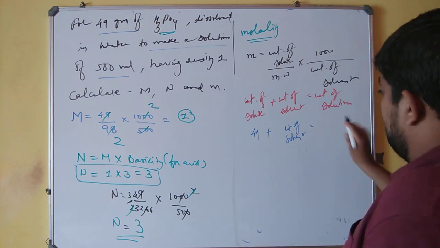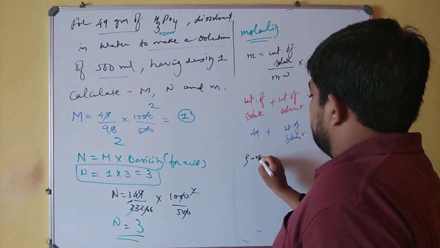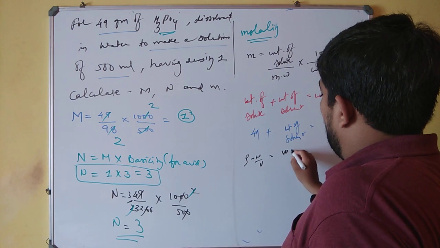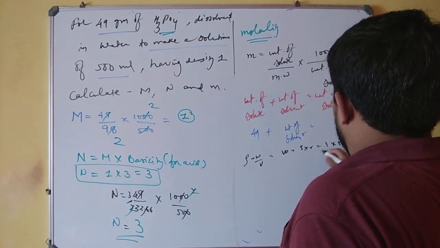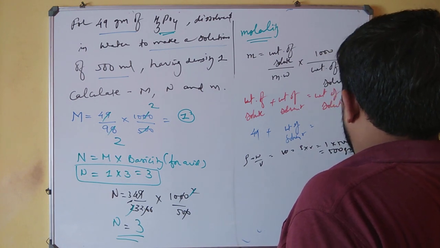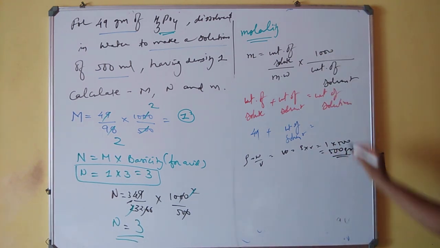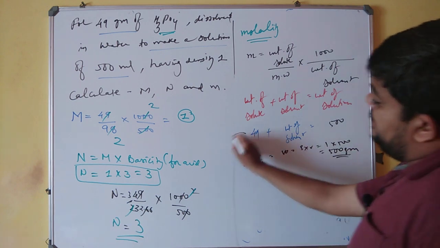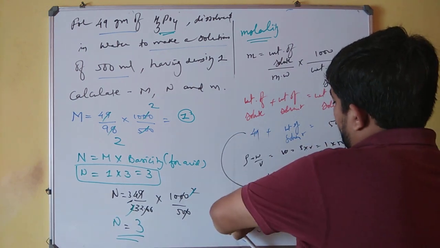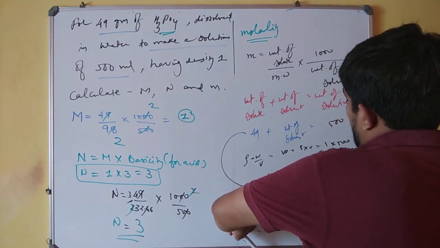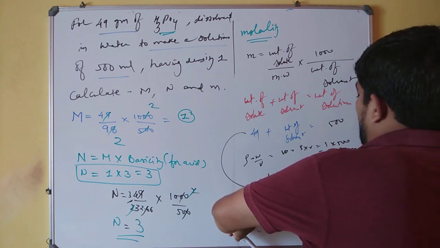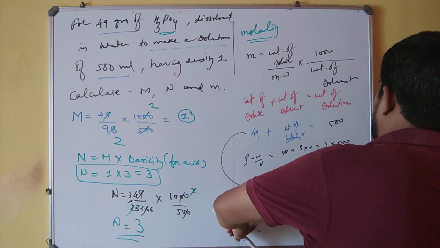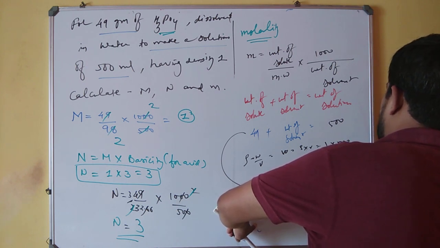So we have to add one more formula, that is density is equal to weight by volume. Weight is equal to density into volume, so 1 into 500, so I'll have again 500 gram. So over here I am getting 500. When I solve this, weight of solvent will be 500 minus 49, that is 451 gram.